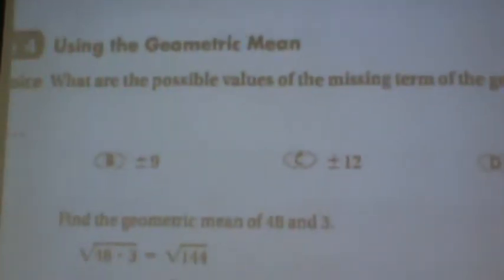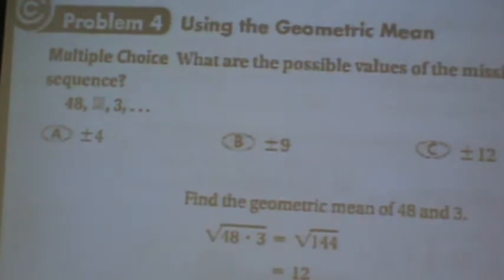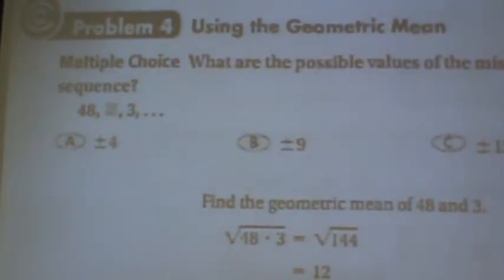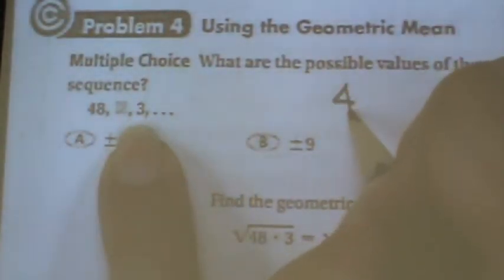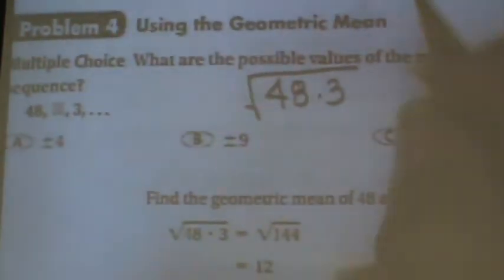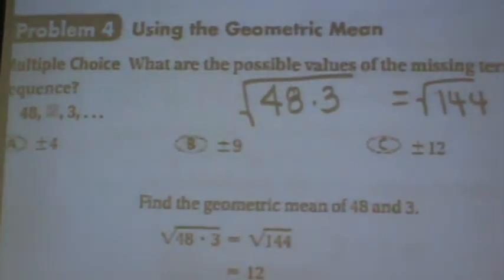Okay? Try problem 4. Problem 4, and it's done for you. You multiply these two together. What's 48 times 3? It's 144. And the square root of 144 is 12. So 12 is the answer.